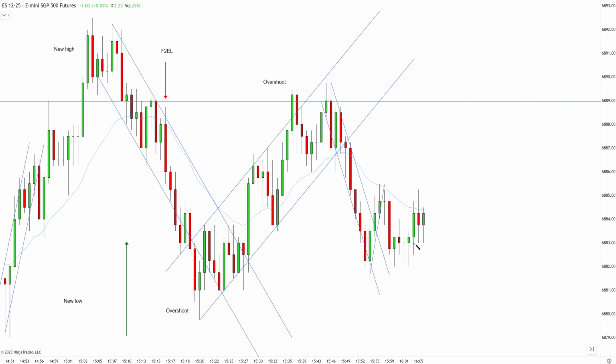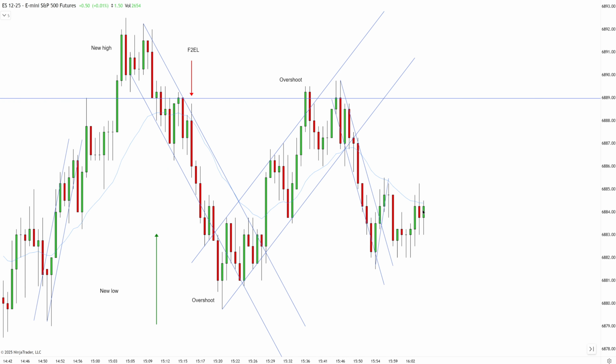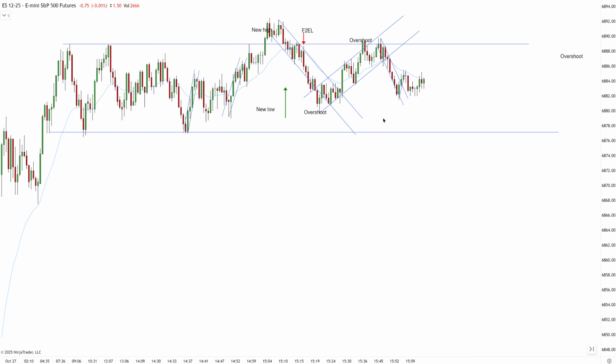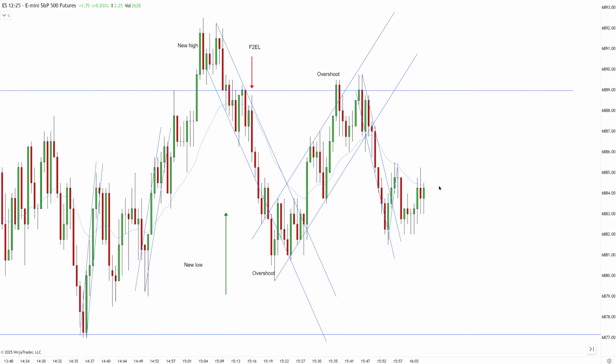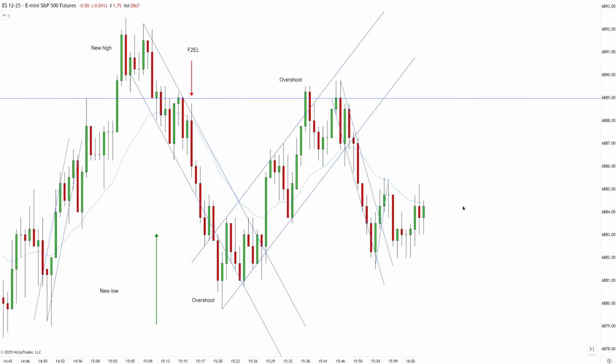Now, the failed second entry long didn't get a trigger, but I'm still not confident taking the failed second entry long given the fact that the main bias is so bullish. It really looks on the 10,000 tick chart as if the EMA is holding and we're going to go higher. So even had there been a trigger, I would have waited.